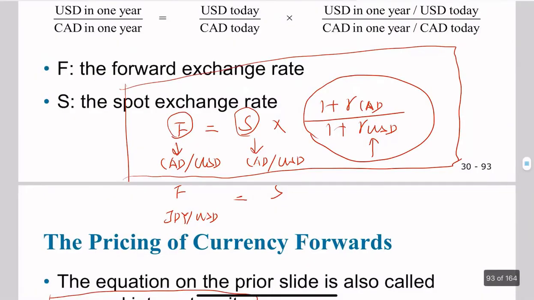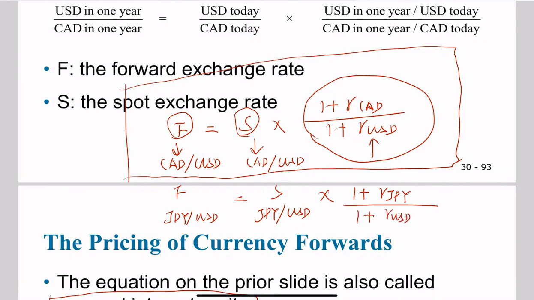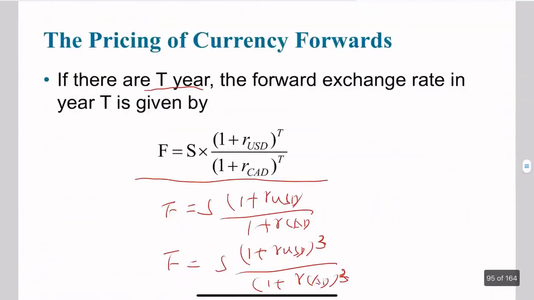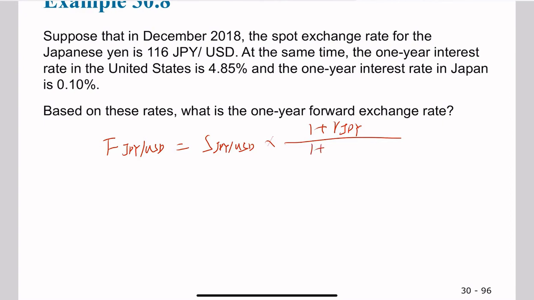JPY per USD times, now you should use Japan's interest rate in the numerator. And then you will still use the US interest rate in the denominator. So now we could plug in numbers. So F, which is JPY per USD, equals S JPY per USD times (1 plus R JPY) over (1 plus R USD).